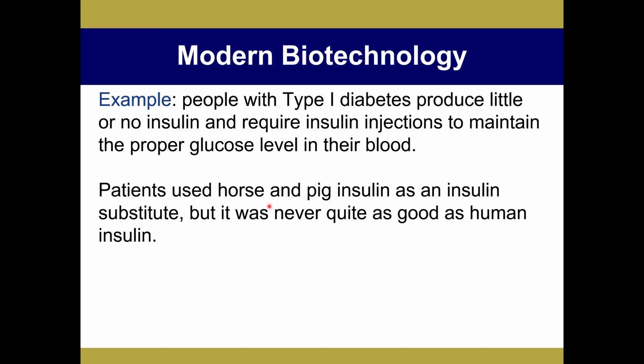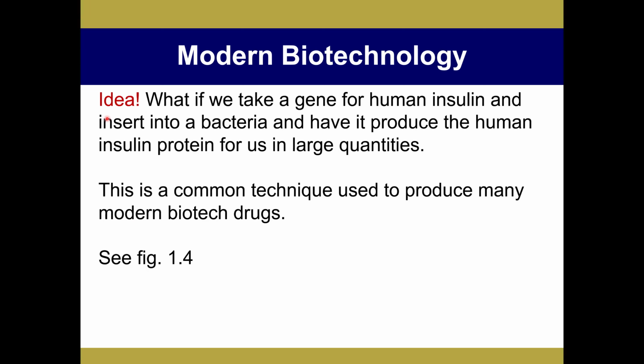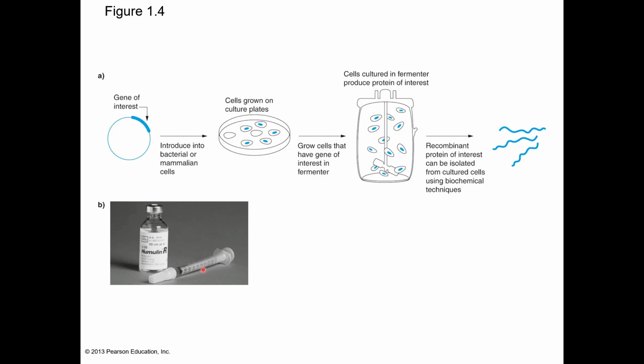Patients use horse and pig insulin as an insulin substitute, but it was never quite as good as human insulin. The idea: what if we take a gene for human insulin and insert it into a bacteria and have it produce the human insulin protein for us in large quantities? This is a common technique used to produce many modern biotech drugs, and we're going to see it in Figure 1.4.